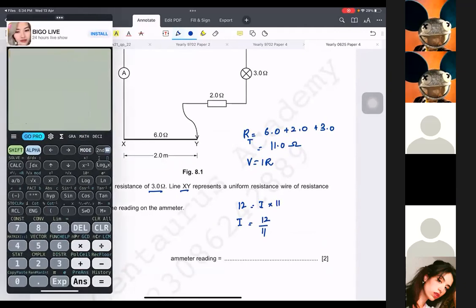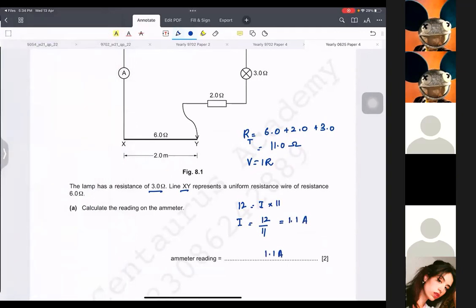Okay, by the way, I just wanted to tell you one thing. This is 1.1 amperes. If you write the answer as 12 over 11, that would be wrong. Fractions are not allowed at all. You have to write the correct unit and in decimal numbers.